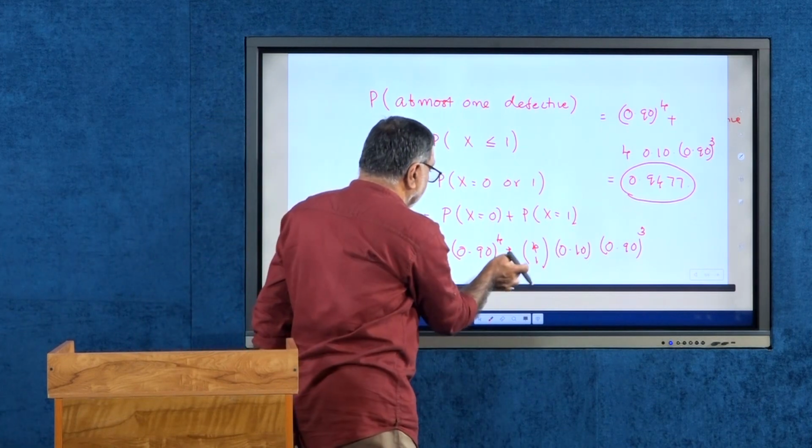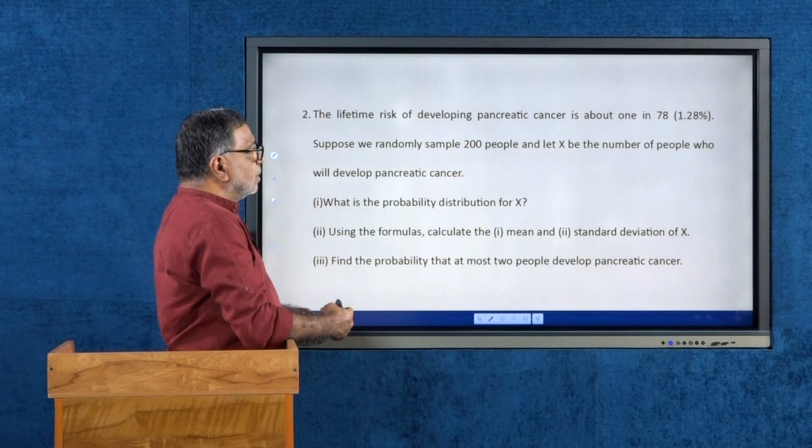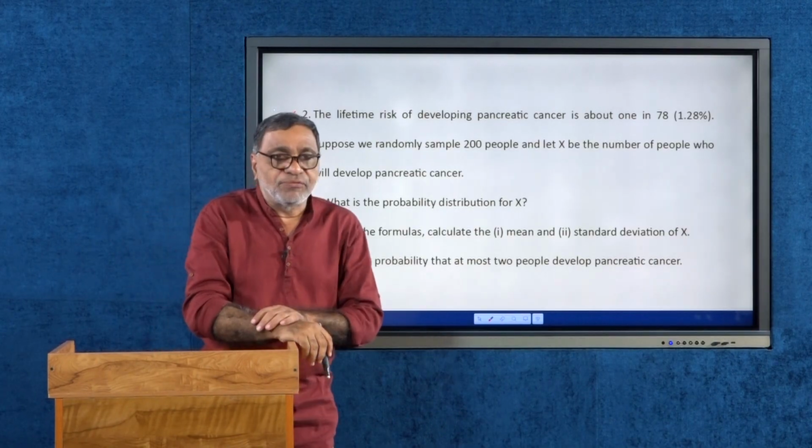Consider another example, an example in the medical field. The lifetime risk of developing pancreatic cancer is about 1 in 78 people, approximately 1.28%. Suppose we randomly sample 200 people and let x be the number of people who will develop pancreatic cancer.